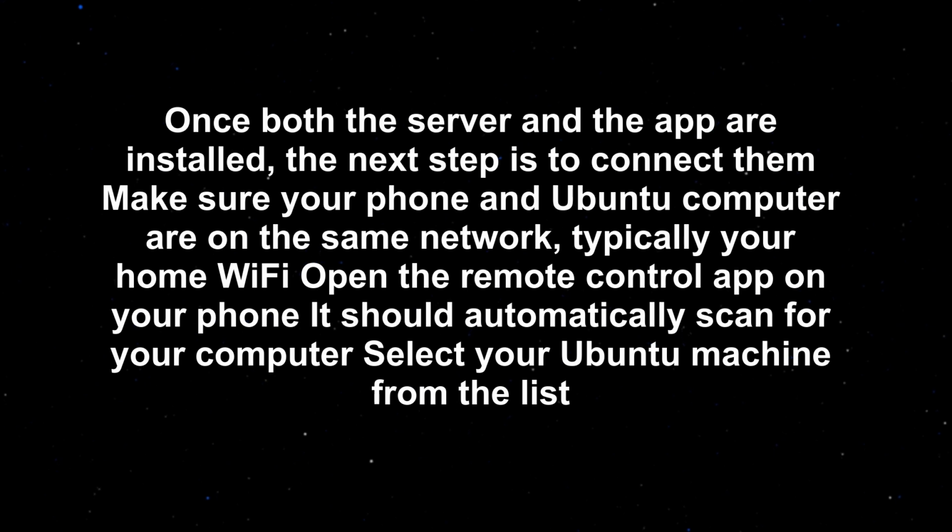Make sure your phone and Ubuntu computer are on the same network, typically your home Wi-Fi. Open the remote control app on your phone. It should automatically scan for your computer. Select your Ubuntu machine from the list.